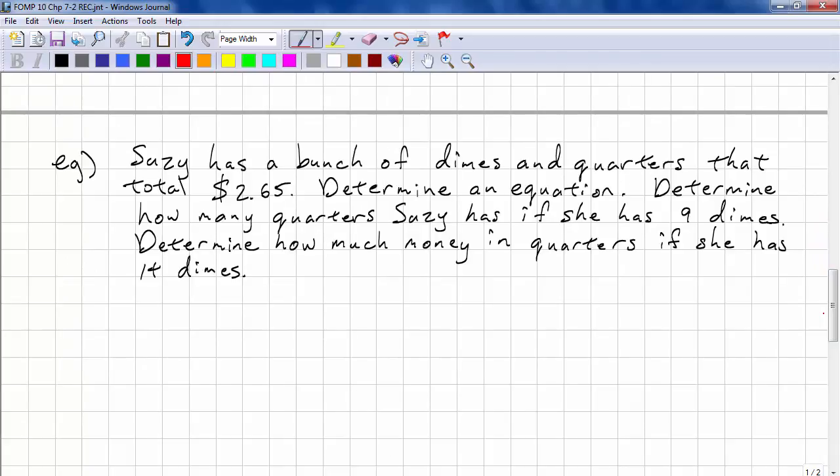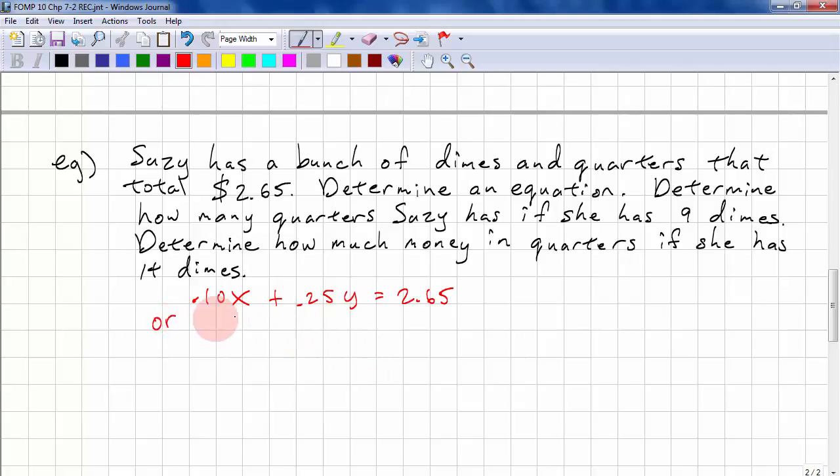And of course, we want to be able to solve word problems. Susie has a bunch of dimes and quarters that total $2.65. Determine an equation. Determine how many quarters Susie has if she has 9 dimes. Determine how much money she has in quarters if she has 14 dimes. So our equation is 0.10x, that's $0.1, and we have 0.25y, and that's equal to $2.65. So x represents dimes, y represents quarters.